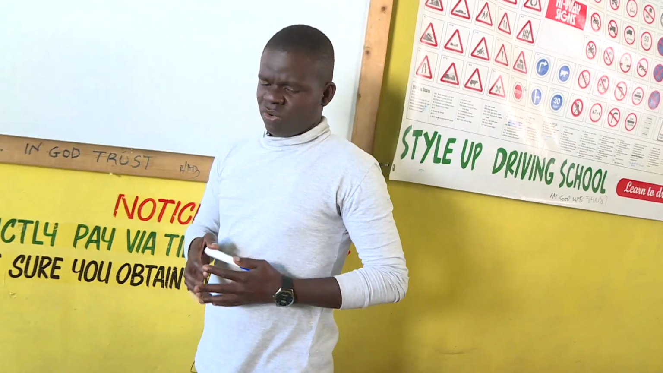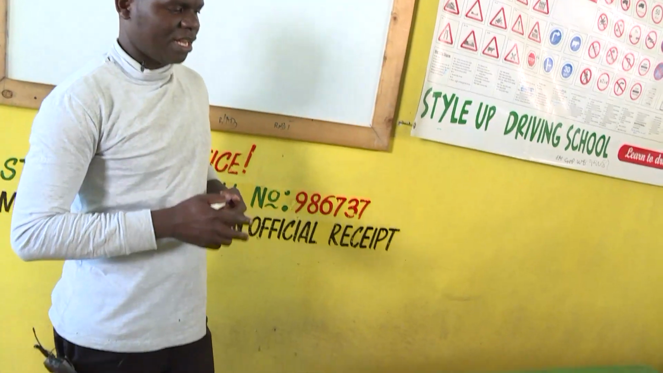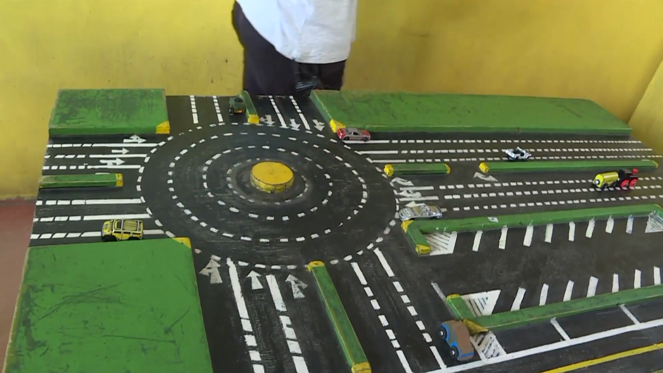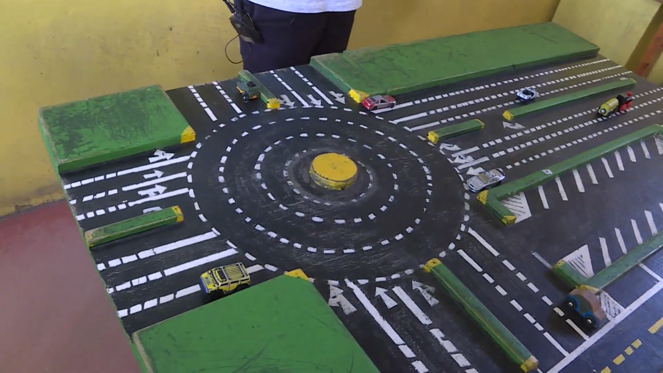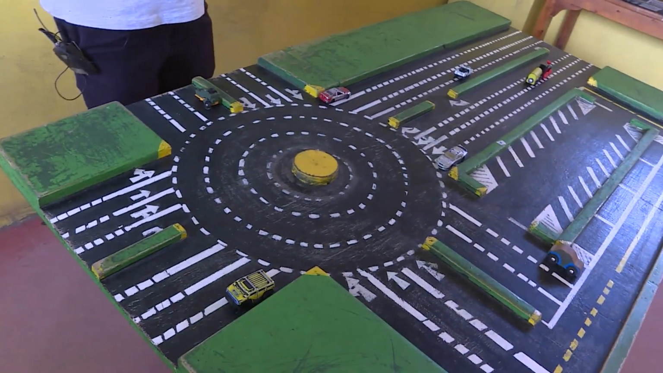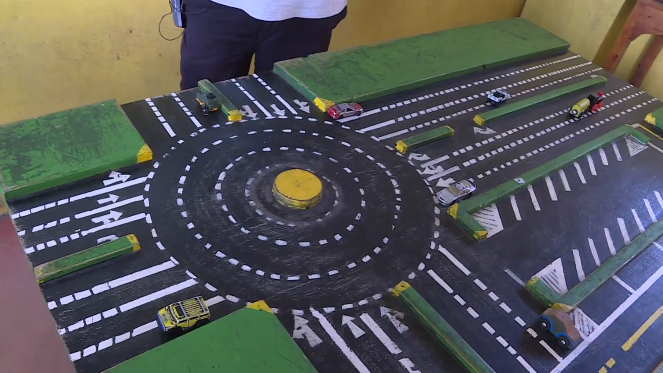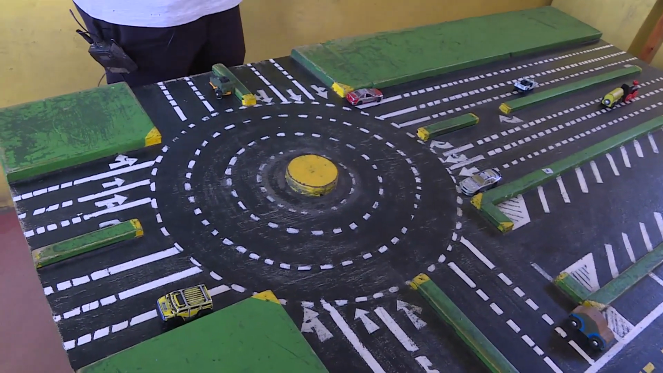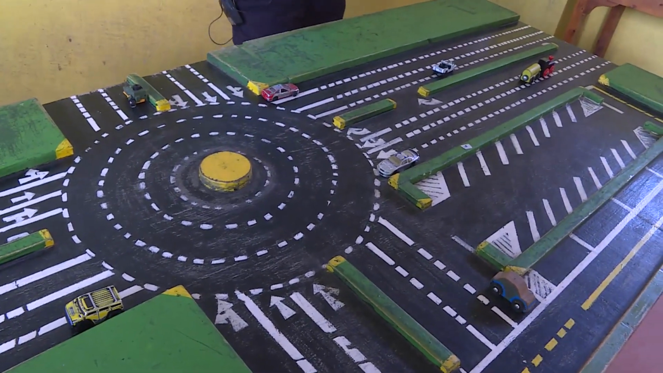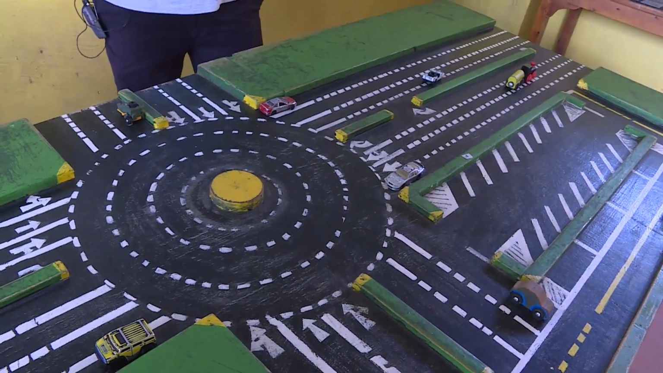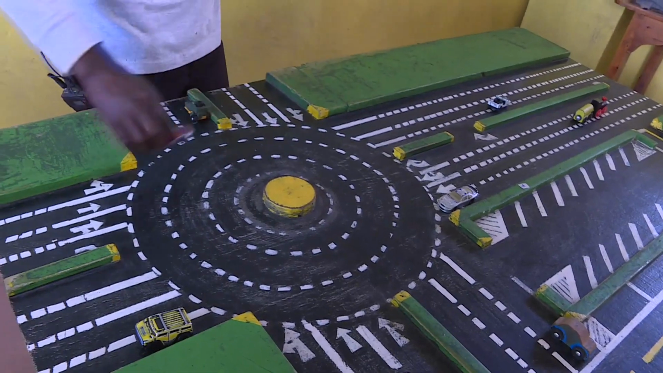Then still on the roundabout, we have some common mistakes that we normally make as drivers when we approach the roundabout. First mistake is approaching the roundabout using the wrong lane. Always try to maintain your lane, and you have to know where you are going.